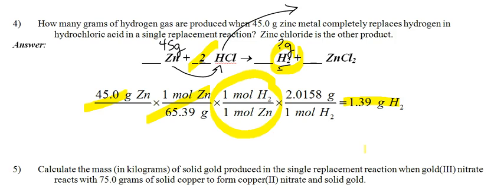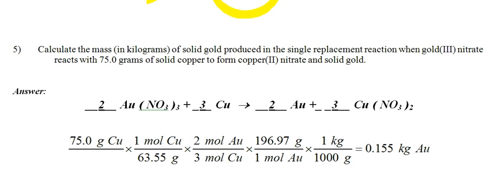Number 5 says calculate the mass in kilograms of solid gold produced in a single replacement reaction when gold(III) nitrate reacts with 75 grams of solid copper to form copper(II) nitrate and solid gold.